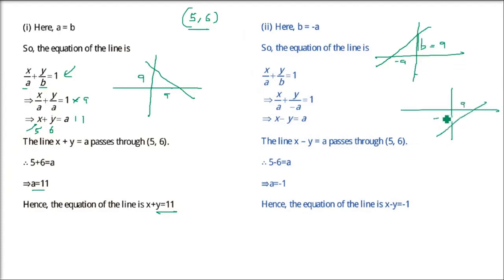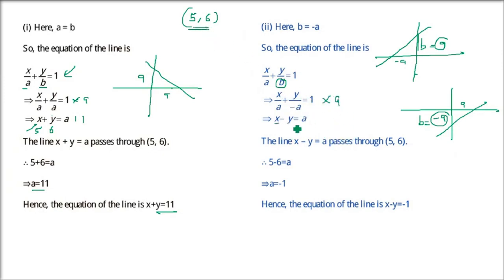Now you have this as A and this as minus A. So in both cases things will be the same. So we will put x by A, and in place of B we are going to put minus A, because they are equal but opposite in sign. So we just change the sign. Now multiplying both sides by A, x minus y equals A.